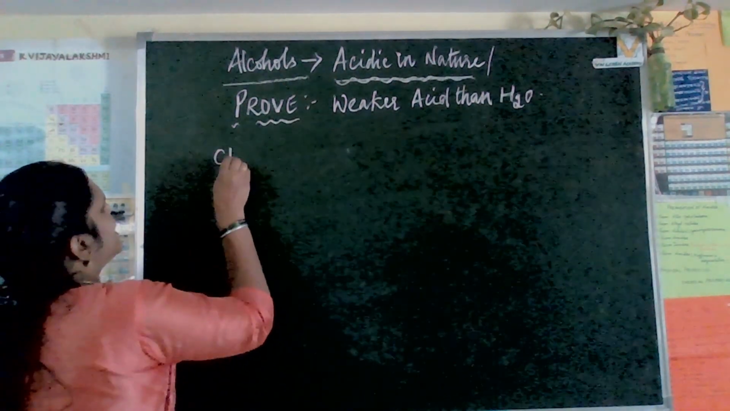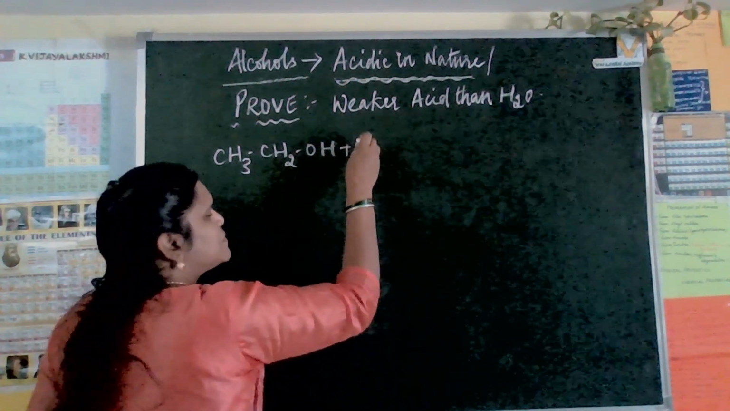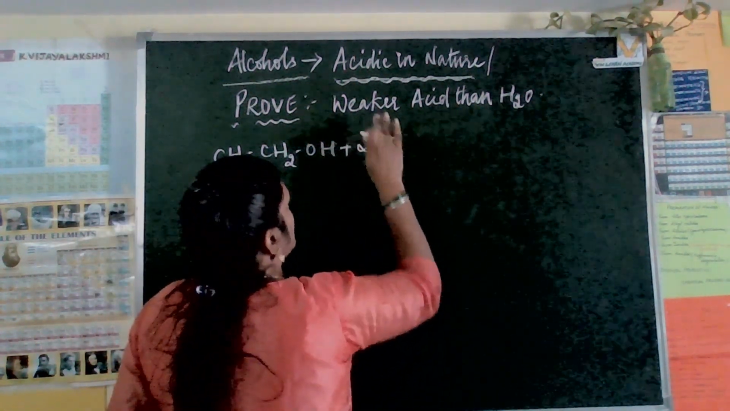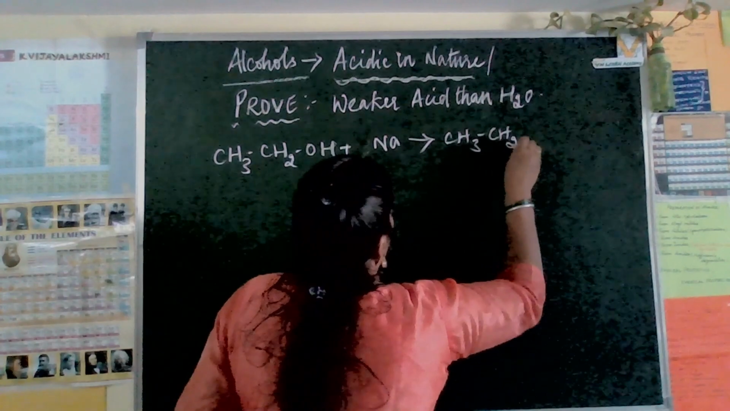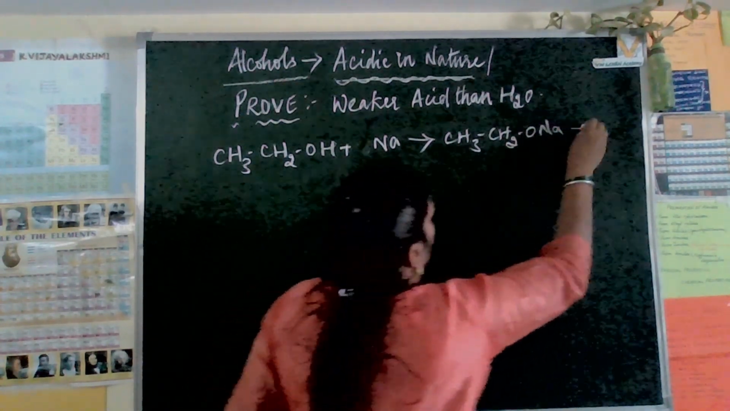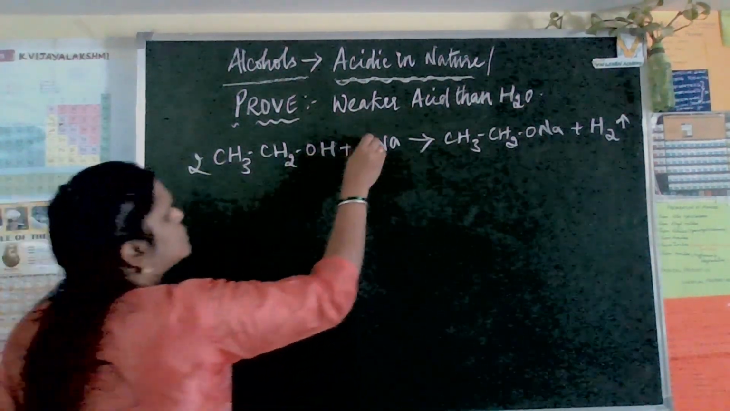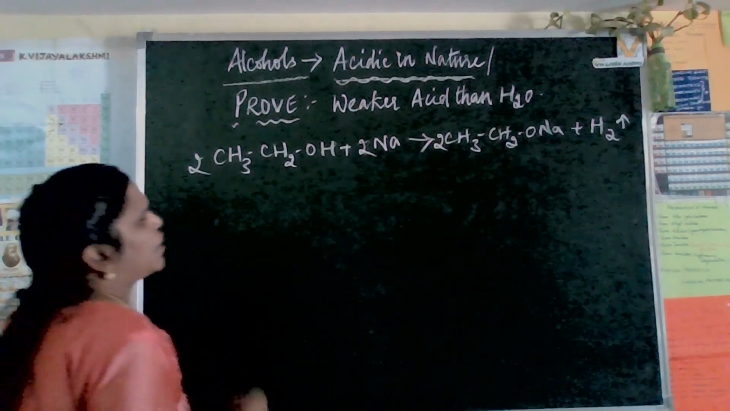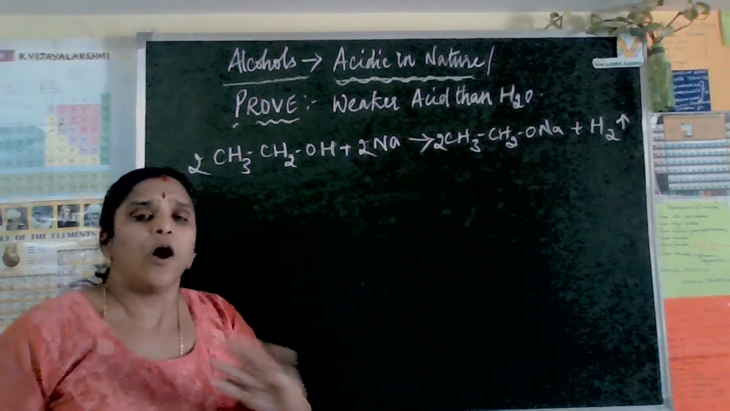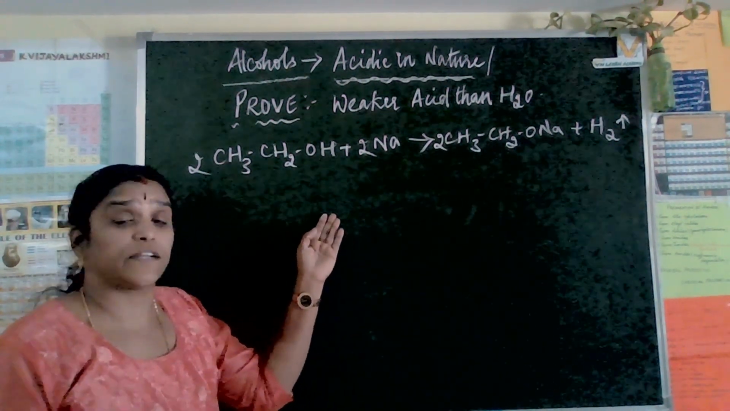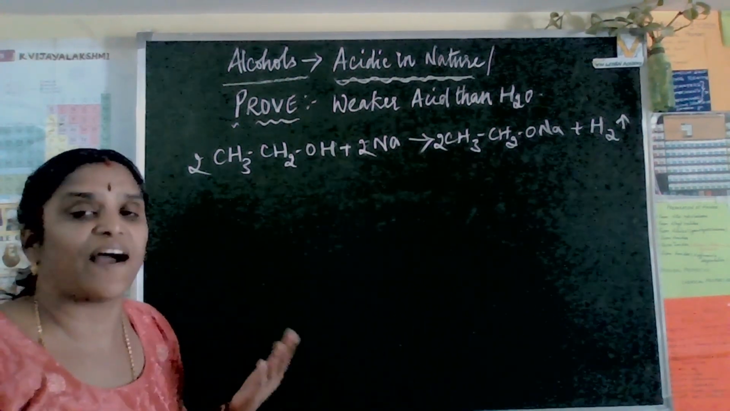Here, ethyl alcohol, CH3CH2OH, combined with the strong base metal Na, gives CH3CH2ONa, sodium ethoxide, and it liberates hydrogen. Not only sodium, but potassium, magnesium, calcium, aluminum, all these metals react with alcohol and liberate hydrogen.